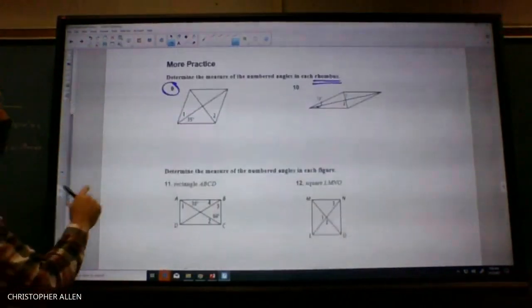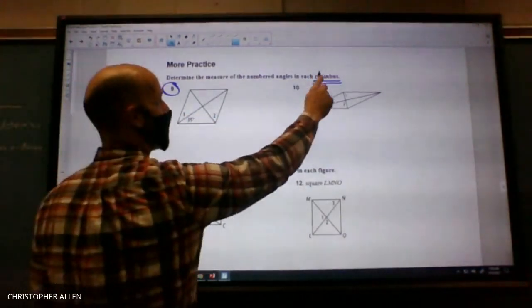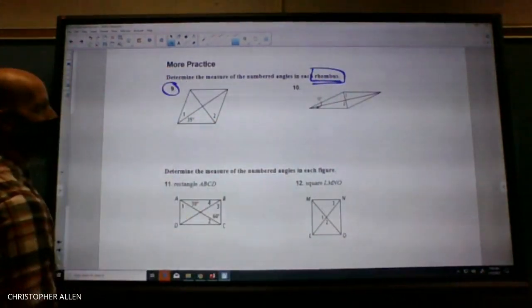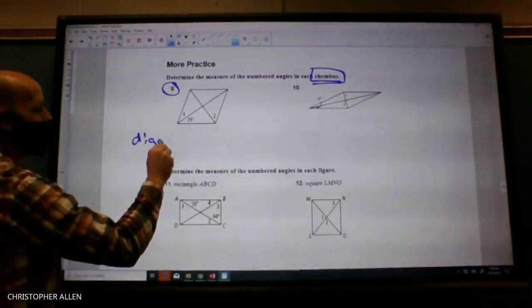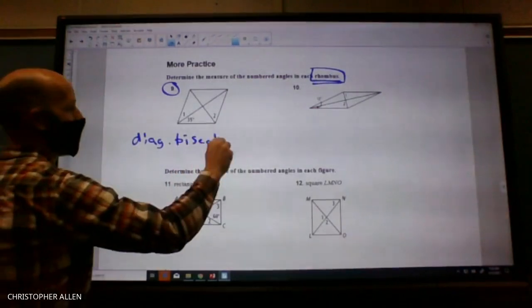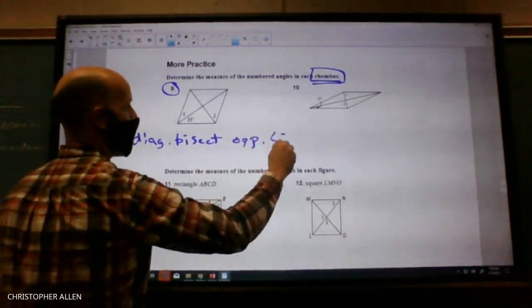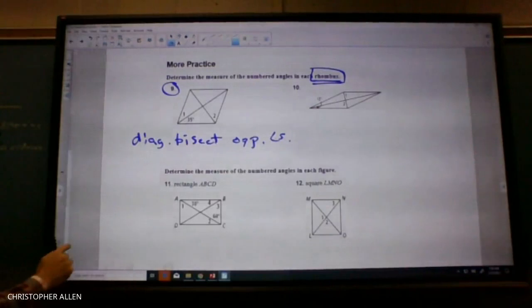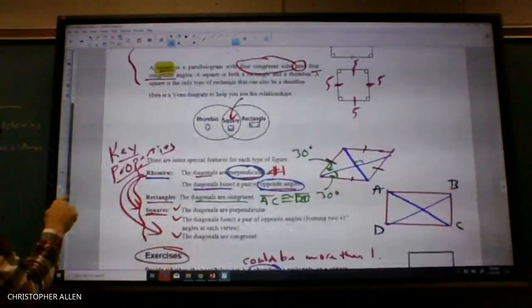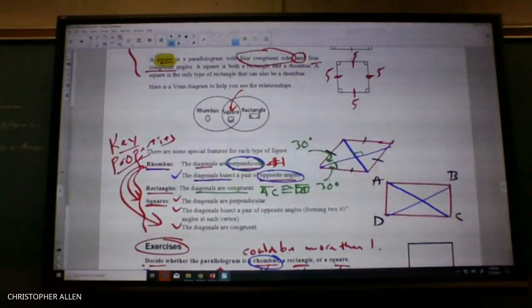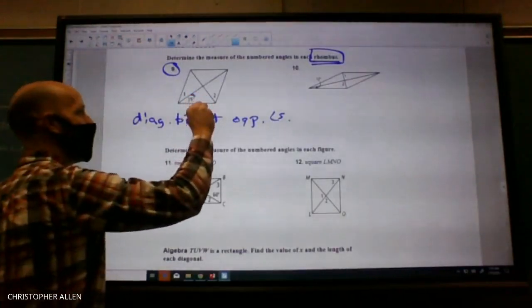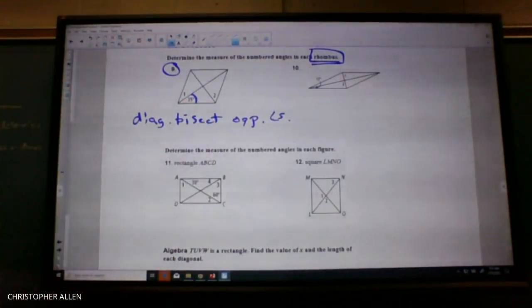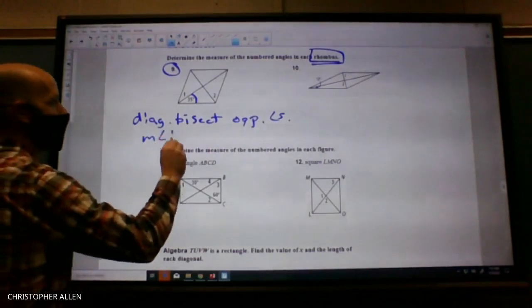So when we look at this particular problem here, we know that it's a rhombus, that's given, and since it's a rhombus, I know that the diagonals bisect opposite angles. And the reason I know that is, well, that's what I just told you right here. The diagonals bisect pairs of opposite angles. So, if this angle right here is 35 degrees, what would the measure of angle 1 be?